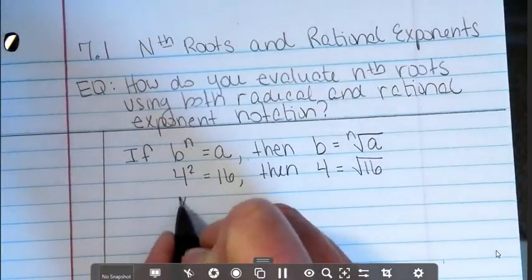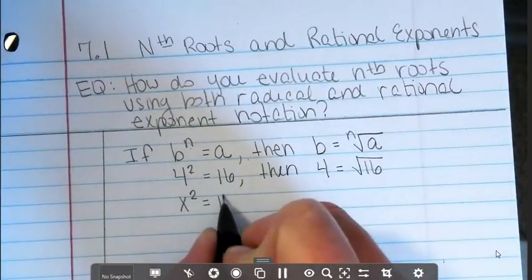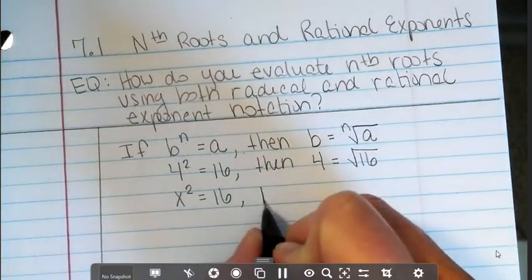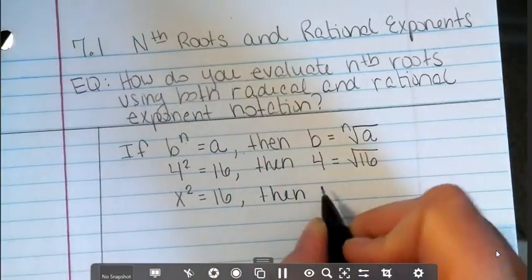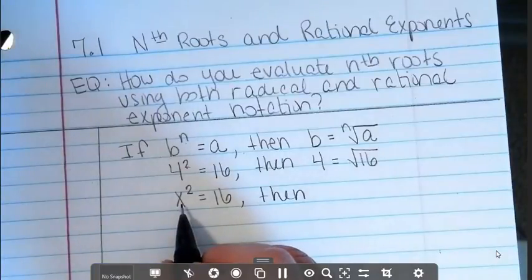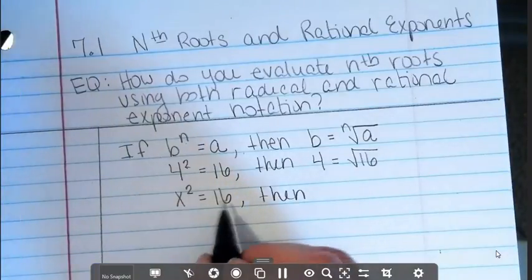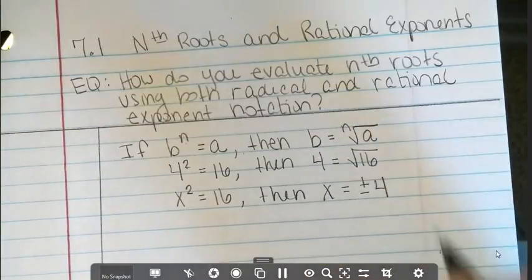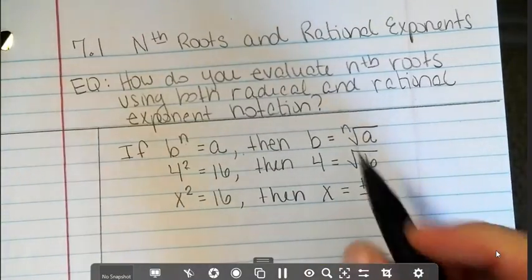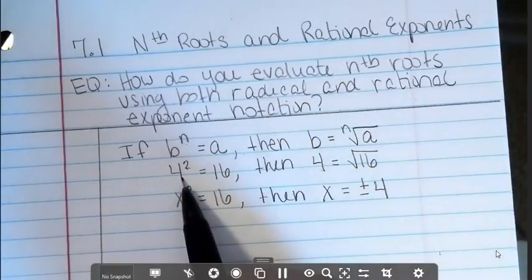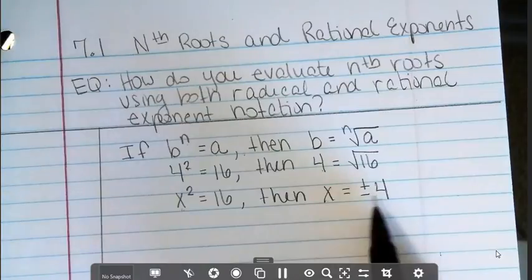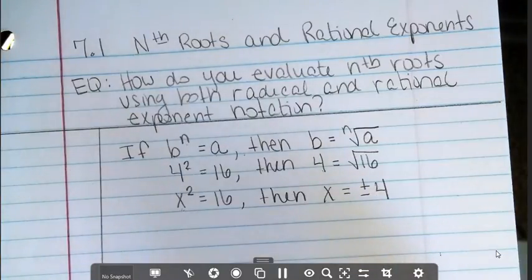Maybe I have that written as an equation, x squared equals 16. Well, then I would know that, and this is a little bit different because there could be 2 things that could be squared to give you 16. I would know that x would equal positive or negative 4. So a lot of you guys get stuck on this, right? We know this is 4, okay, but when I have x here and I'm trying to figure out what x is, well, it could potentially be 2 different things, okay?